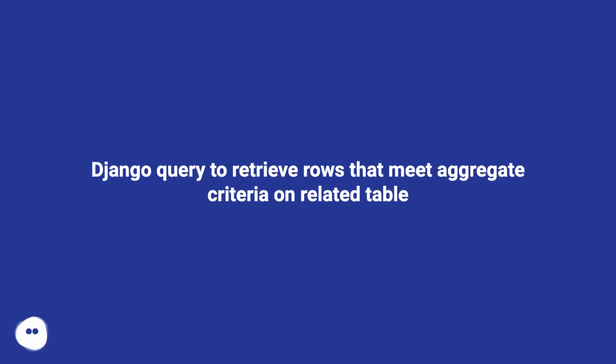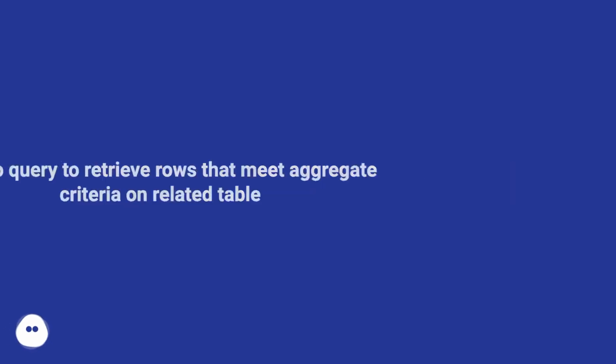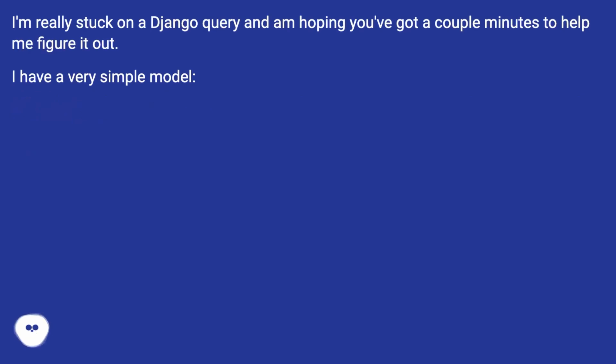Django query to retrieve rows that meet aggregate criteria on related table. I'm really stuck on a Django query and I'm hoping you've got a couple minutes to help me figure it out. I have a very simple model.